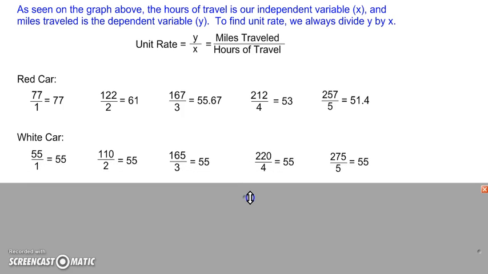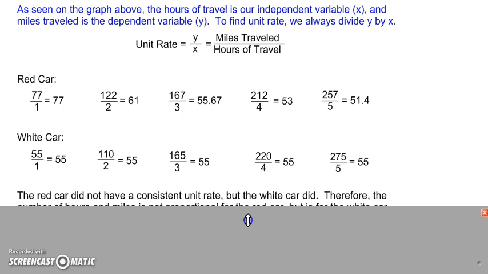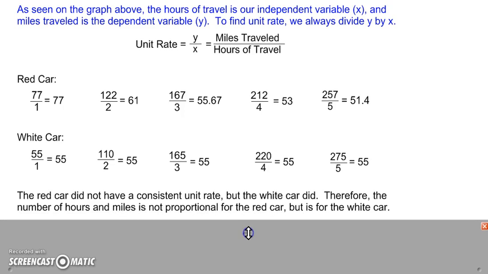For the white car, when we divide each of our data points, we end up getting 55 each time. The red car did not have a consistent unit rate, but the white car did. Therefore, the number of hours and miles is not proportional for the red car, but it is for the white car. With the red car, you could have stopped after the second data point, seeing that you do not have the same unit rate for both, and you could see that that is not proportional from 2 data points.